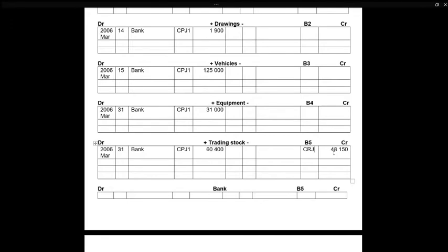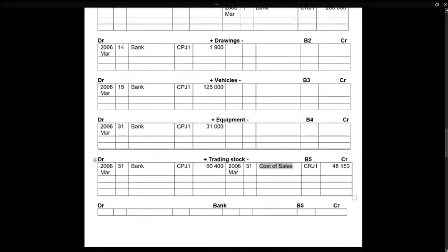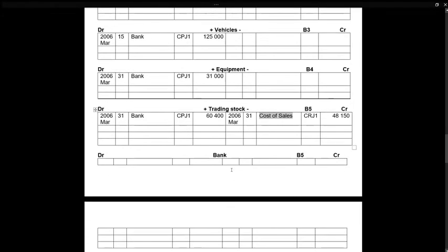Cash received journal number 1. My details will be cost of sales, total of a column, so therefore 31st, 2006 and March. Now remember, my trading stock has been credited. Where will I find my debit? In my cost of sales column or account. Right, we are done with trading stock.